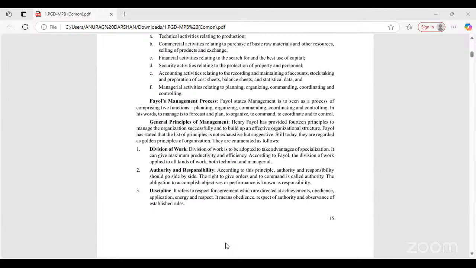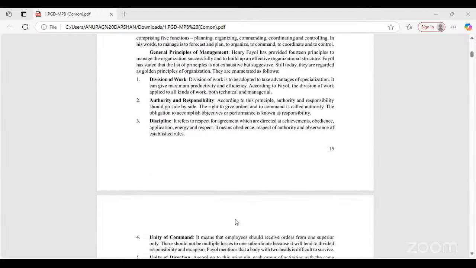Only responsibility sharing will not help you. You need to have the responsibility as well as the authority shared. Discipline, it can be pertaining to the directions of the achievement or obedience or energy. So you need to be very disciplined when you're performing.